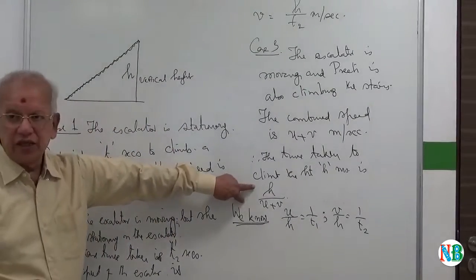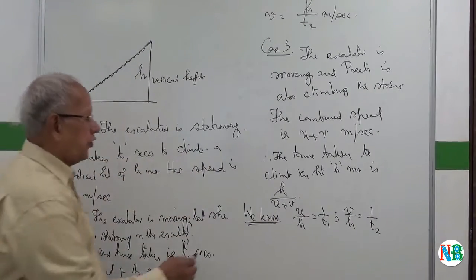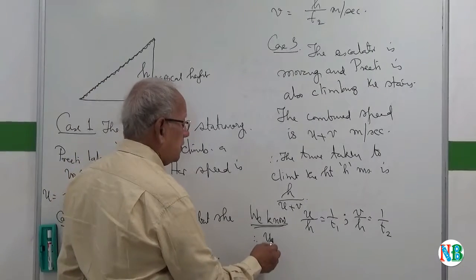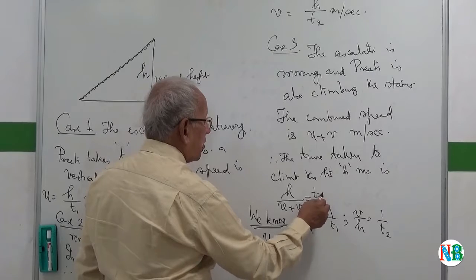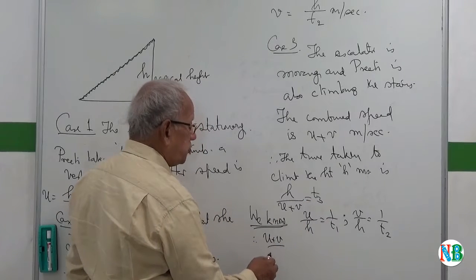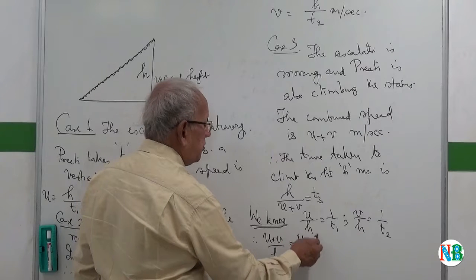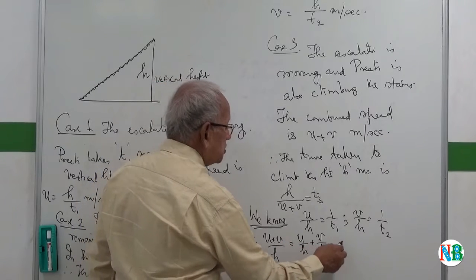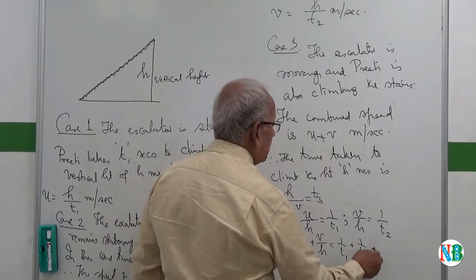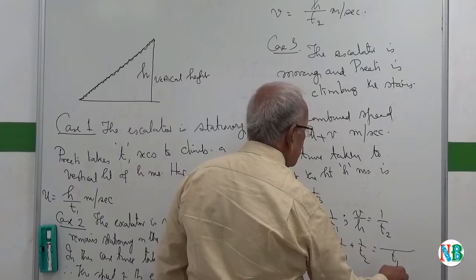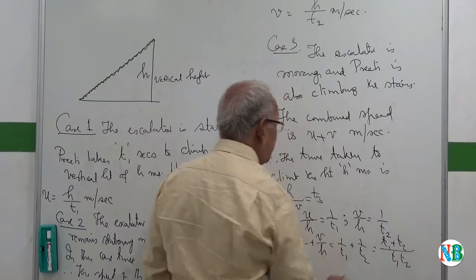h by u plus v. But it's enough if you calculate its reciprocal, isn't it? Therefore, u plus v by h, let me call this t3. So the problem is to find t3. u plus v by h is u by h plus v by h, which is 1 over t1 plus 1 by t2, which is, taking the LCM t1 t2, t1 plus t2.